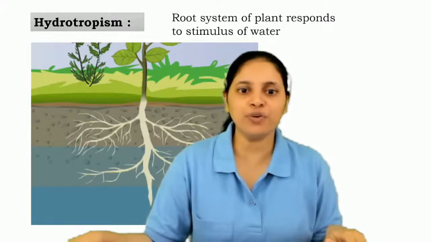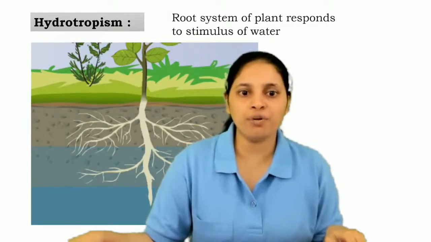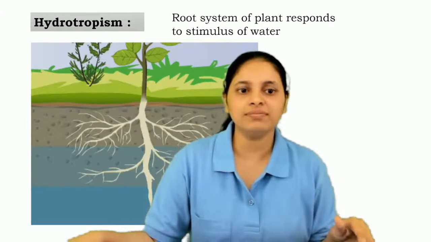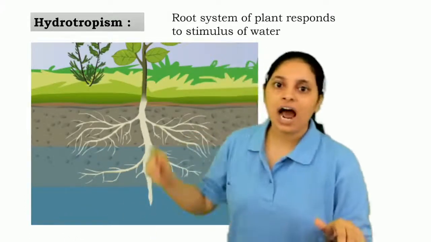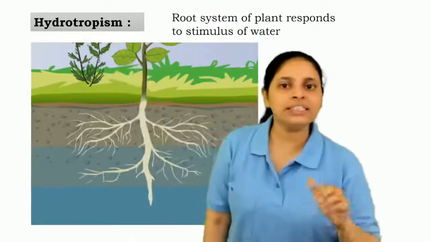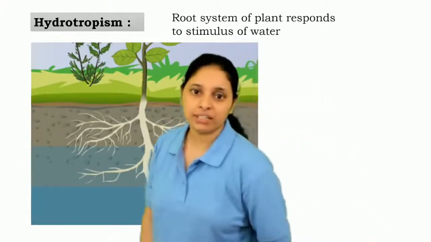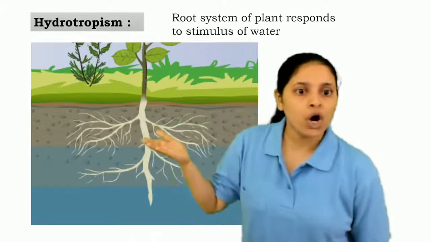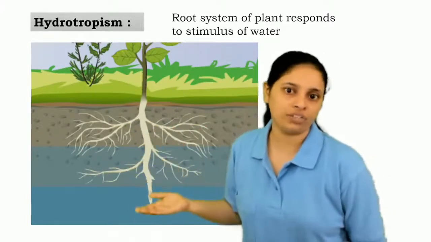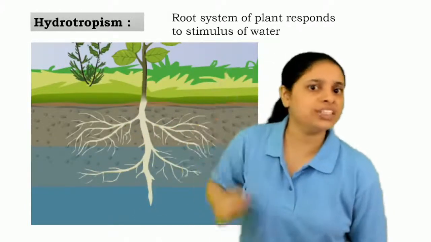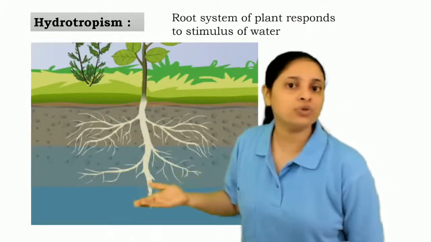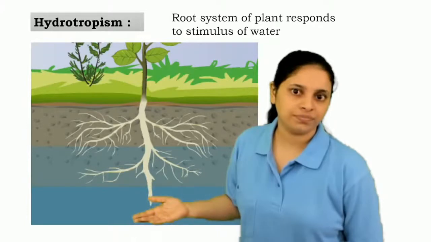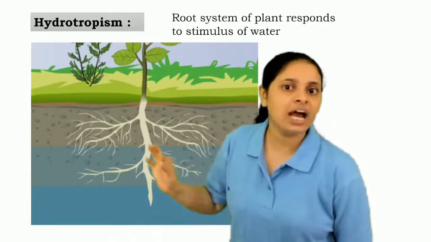Okay, let's continue with the tropic movements. We were studying tropic movements, and we reached hydrotropism. What is hydrotropism? Here, the roots grow towards the water. So here the root system, as we can see in the diagram, is moving towards the source of water. So roots are positively hydrotropic.